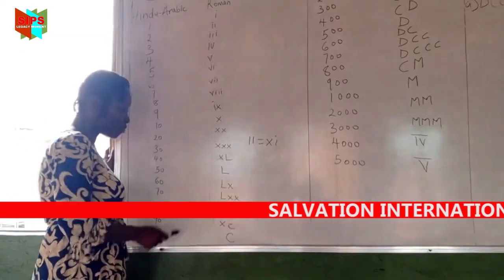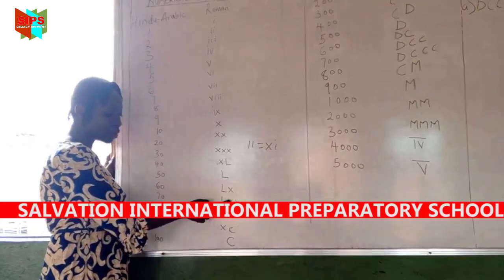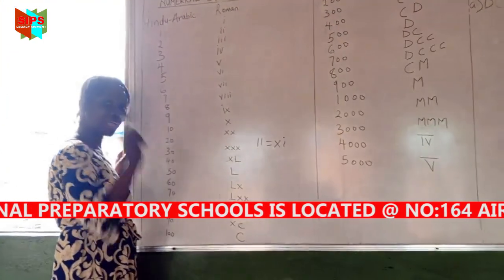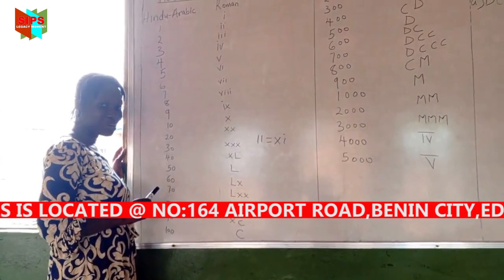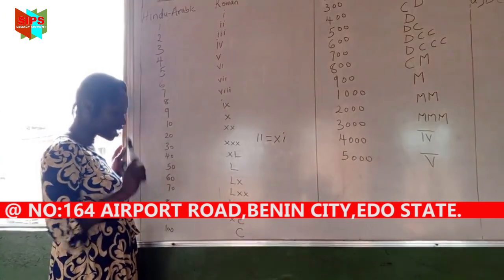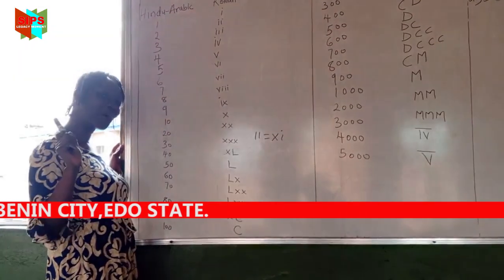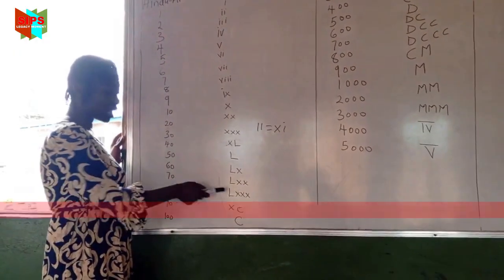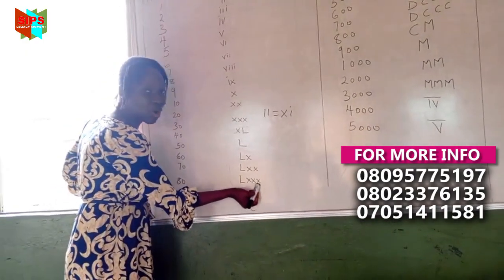Thank you. So moving on to 70, LXX, that is 60 plus 10, making 70. Then do the 80 from your head, right? What do you get? If you have gotten LXXX, that means you are correct. You can give yourself a clap, right? So that is 80. So moving on, you will notice that we have 3 Xs already.